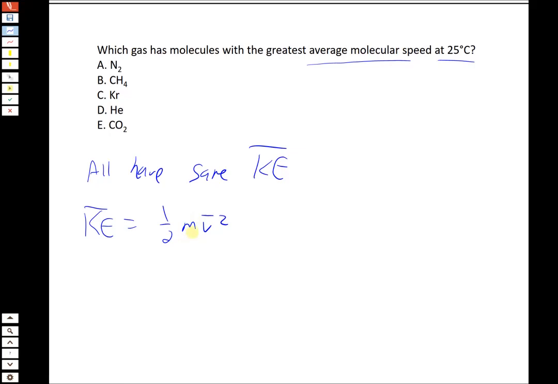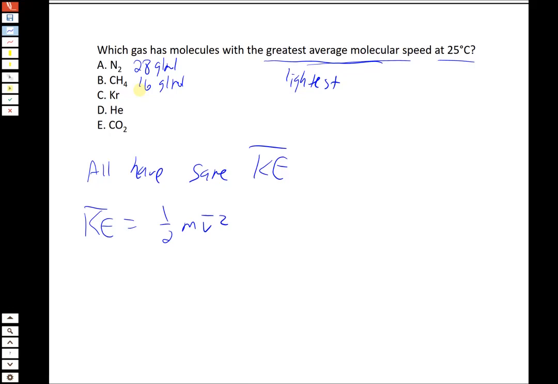So at the same temperature, if we're looking for the greatest average molecular speed, we need to find the gas that's the lightest. And of course, the lightest gas is going to be the one that has the smallest molar mass. So for N2, the molar mass is 28 grams per mole. For CH4, it's 16 grams per mole. Krypton, I don't remember off the top of my head, but that one's pretty heavy. Let's see what that is. That would be from the periodic table.